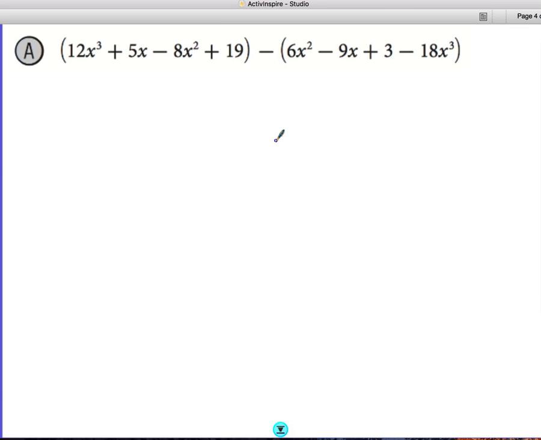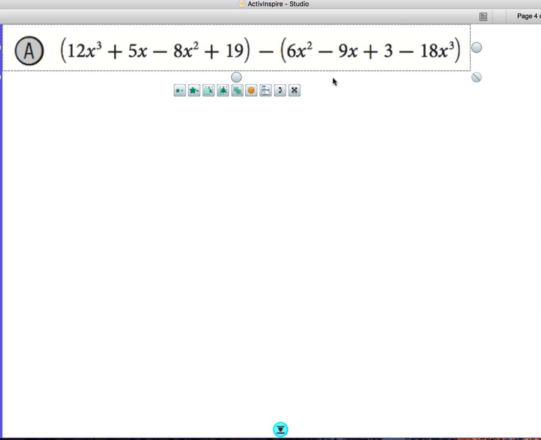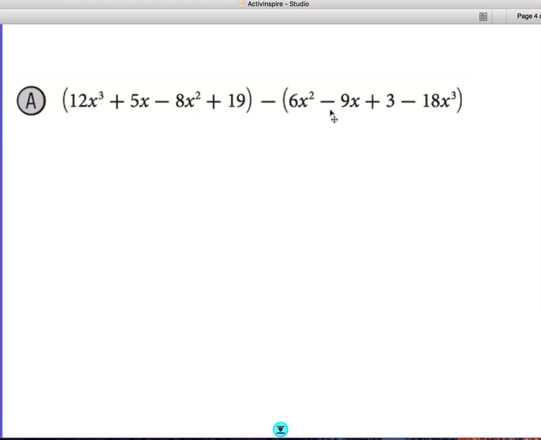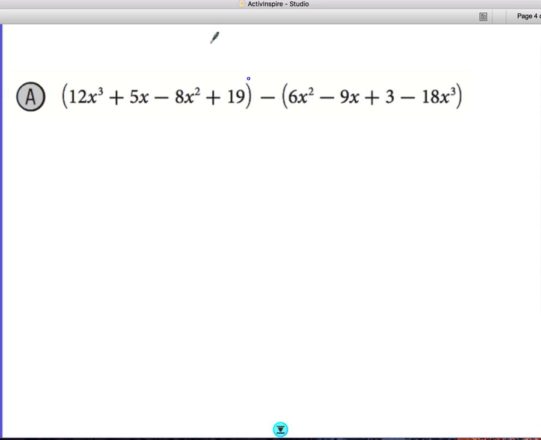Alright, the next thing that we need to do is subtract polynomials. As you can see here, the sign in between both polynomials is subtraction. So we're going to follow the same steps as adding polynomials, except we have one extra thing to do first. You can think of this negative as a negative 1. What we can do is distribute the negative, and that is going to be the first step.